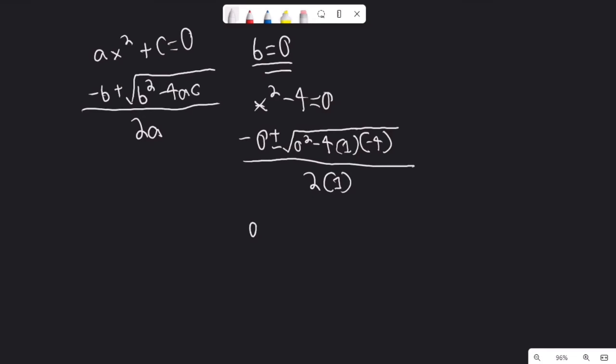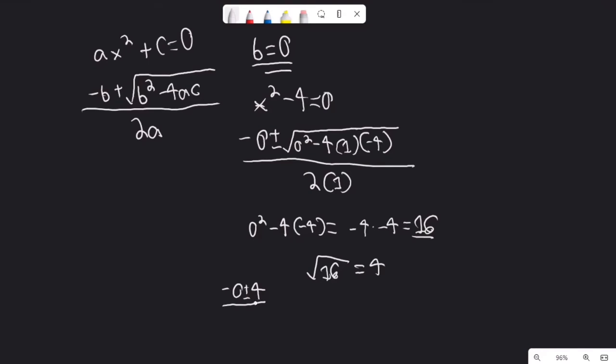So if we simplify this, we get 0 squared minus 4 times negative 4. And the 0 squared is just 0, so we can ignore that. So that's just negative 4 times negative 4, which is 16. So the square root of 16 is 4. So negative 0 plus or minus 4 over 2.